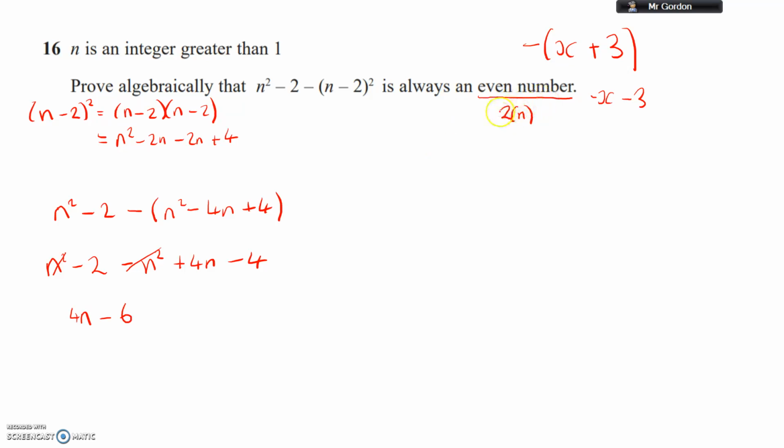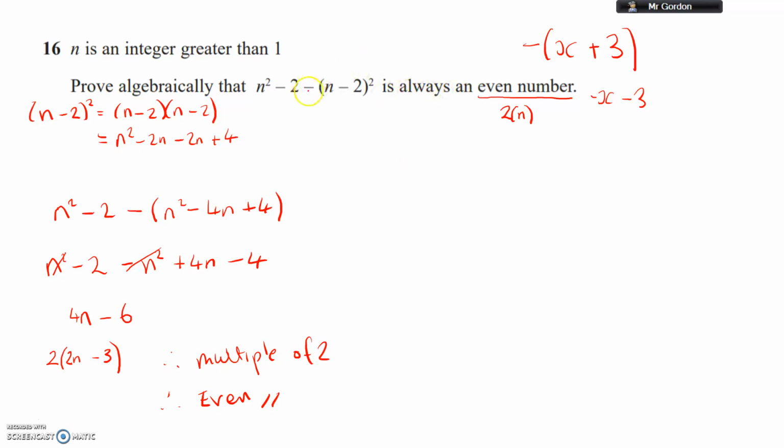And I said to you, if you can factor out 2, that will prove that it's always even, because whatever you've got in the bracket will have to be times by 2 at some point, and that makes it even. Anything in the 2 times table is even. We can factor out 2 here. So factor out the 2, and you'll be left with 2 times the bracket 2n minus 3, and there we go. So therefore, this is going to be a multiple of 2, which is therefore an even number. Therefore, even.